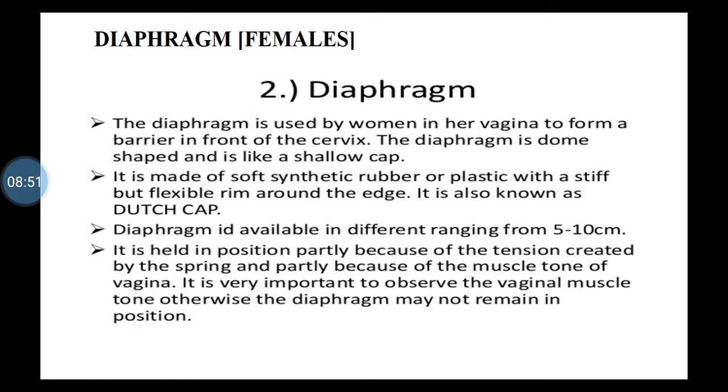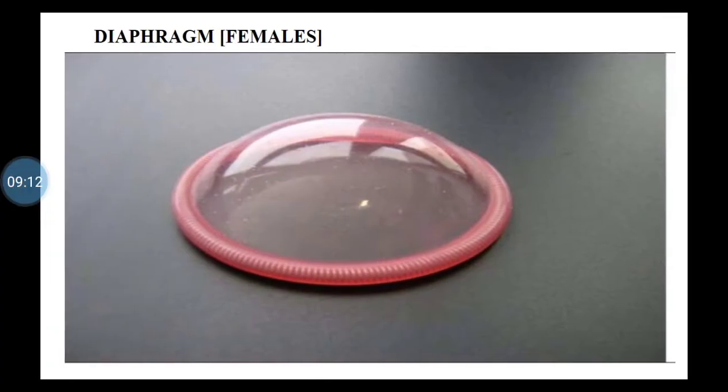This is also called the vaginal diaphragm. It is dome shaped. It is used by women to form a barrier in front of the cervix, like a shallow cap. You can see the slide showing a diaphragm. It is a mechanical barrier which does not allow sperms to enter into the uterus.